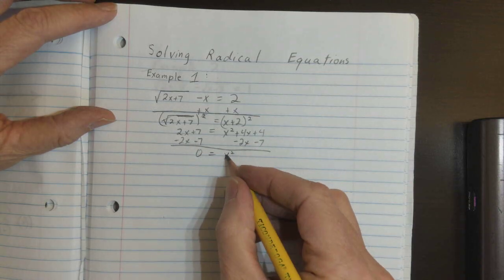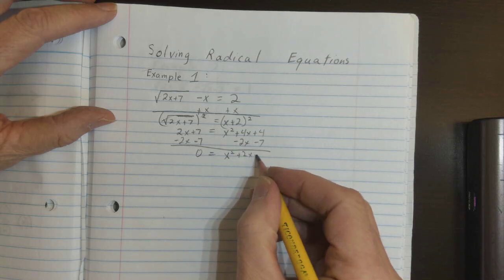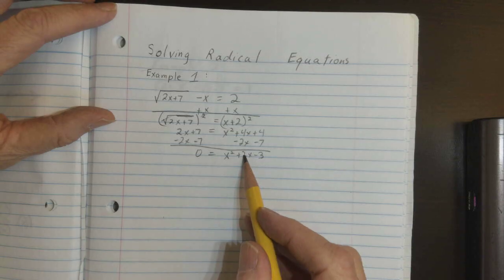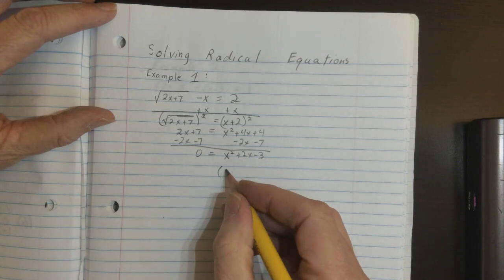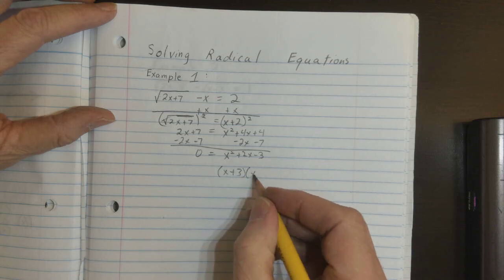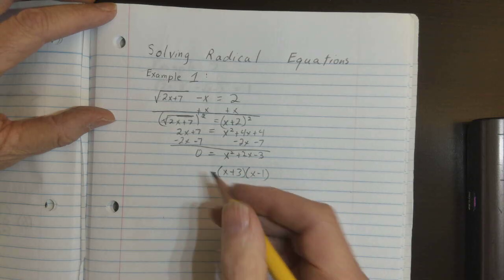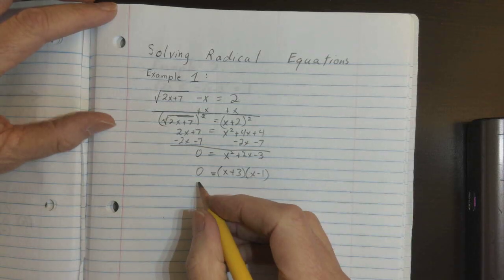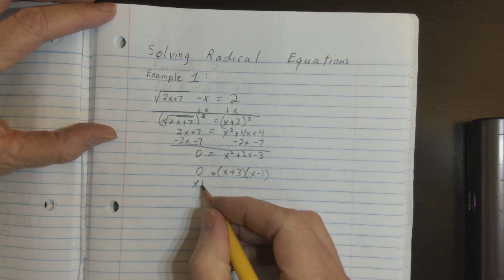And x squared plus 2x minus 3 multiplies to negative 3, adds to 2. We can factor this. I got x plus 3 times x minus 1. You could use the quadratic formula. You can complete the square. But factoring, if it works, is maybe the easiest, especially.